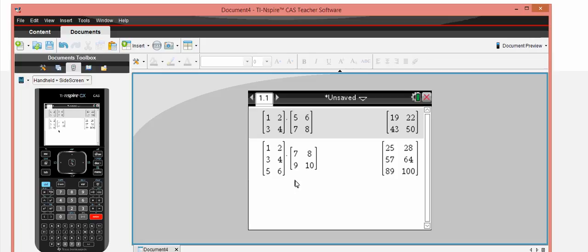It's interesting to note that whilst the number of columns in the first must match the number of rows in the second, if we look at the number of rows in the first and columns in the second, which is 3 and 2 respectively, that predicts the order of our product matrix, which is also a 3 by 2. Just a shortcut of predicting the size of a product matrix. Let's try the one that wouldn't work.